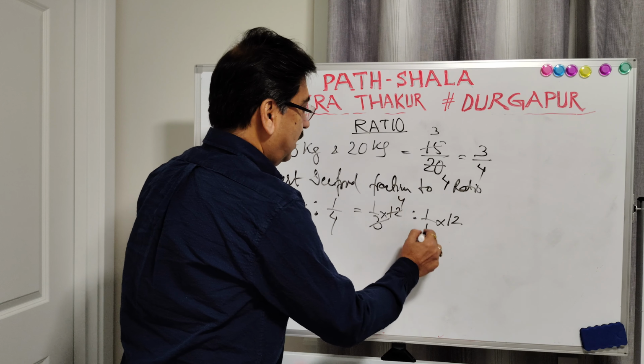So it is 4 and it is 3. So the ratio is 4 is to 3. It is the whole number ratio. Before, it was a fractional ratio. Right?